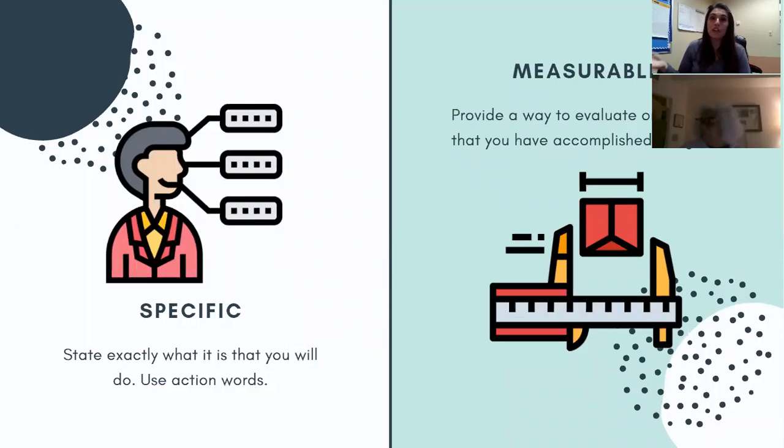S stands for specific. That means that when you are creating your goal, you do need to state exactly what it is that you plan to accomplish using action words. So you do not want to leave any doubt in the steps that you need to take in order to reach your goal.